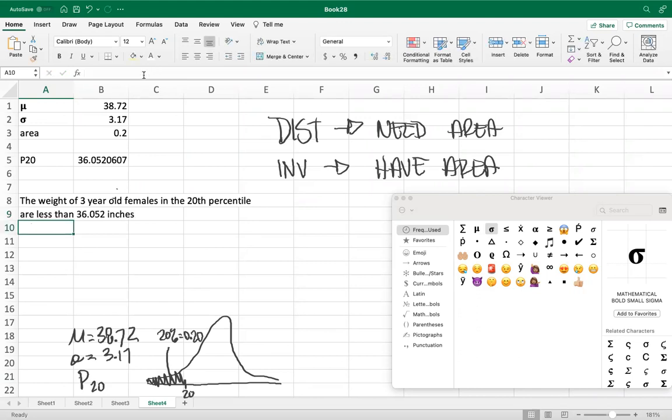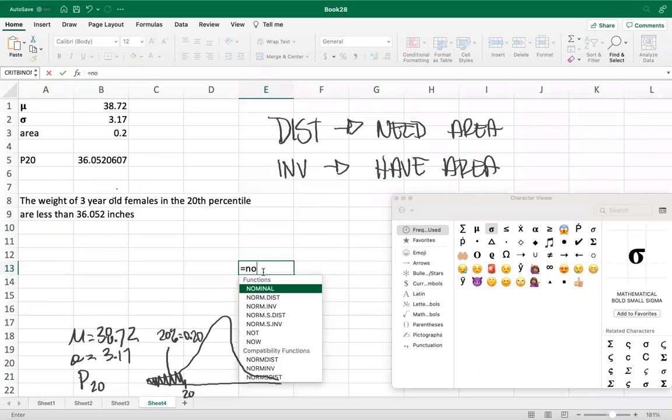And there we go. Again, one thing that I want you to take away from this part of the lesson is whenever we're looking for our distribution, it equals normal distribution or normal inverse. This S is just for standard, but we don't have to use these. A distribution is when you need the area. Inverse is when you have area. So here we had area, we used inverse, and that's how we came up with all of these different values here.